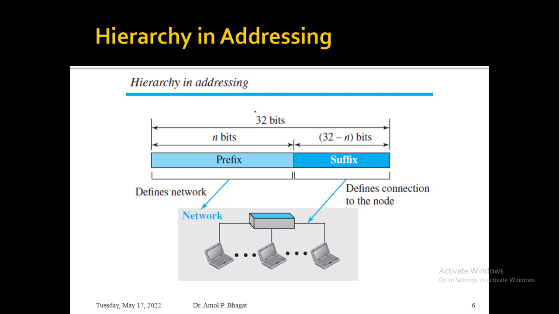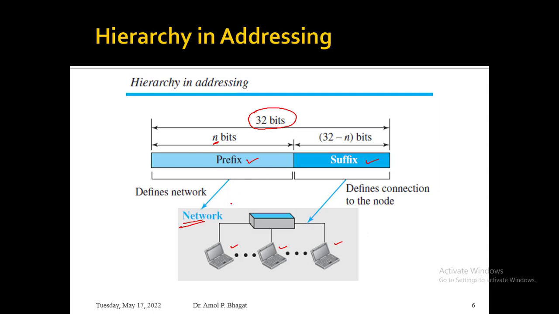As you know, the IP version 4 address is of 32 bits, so it is divided into prefix and suffix. If you consider a prefix of n bits, the suffix will be of the remaining bits, that is nothing but 32 minus n bits, right? So this prefix indicates the actual network address, while the suffix defines the actual nodes or hosts. These are also called host addresses or node addresses, right? A single network comprises many hosts or nodes, as well as there can be many networks.